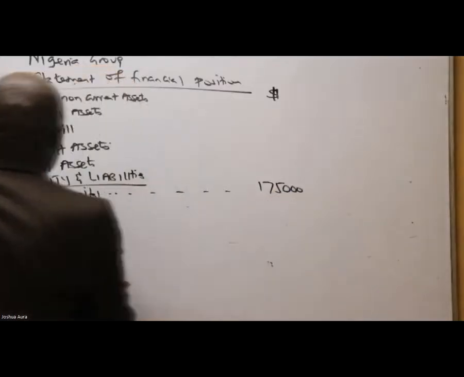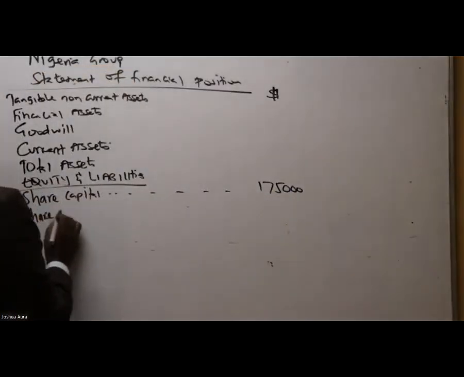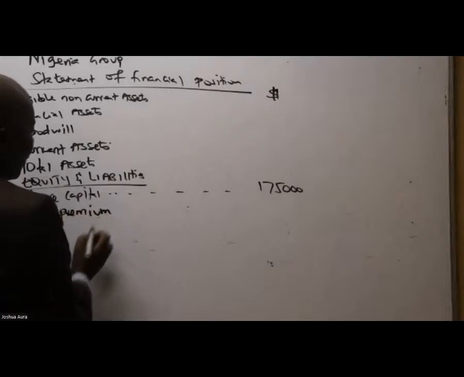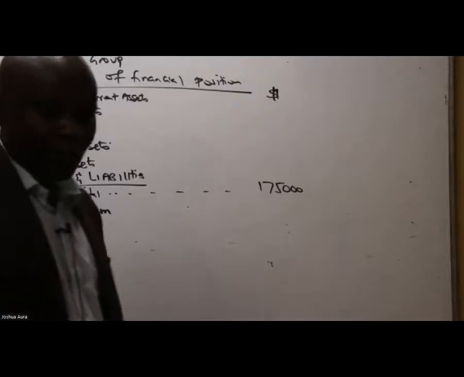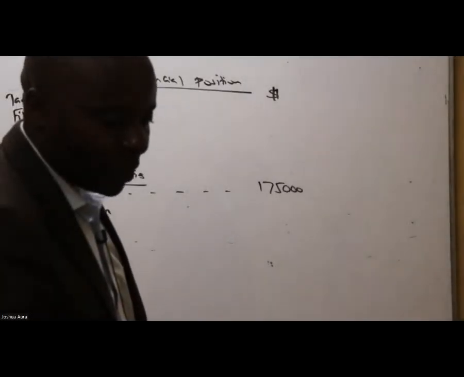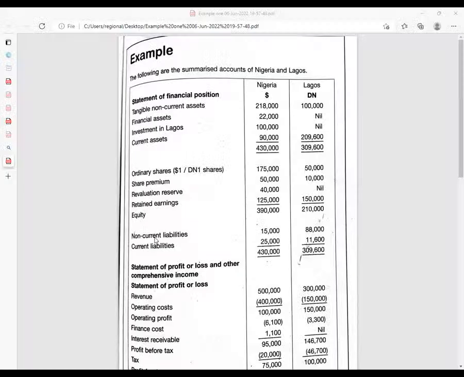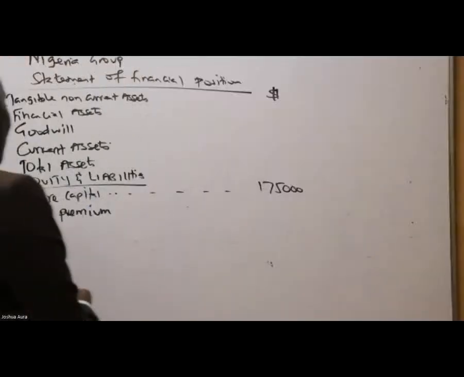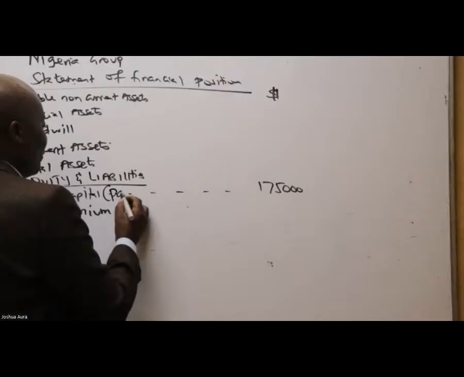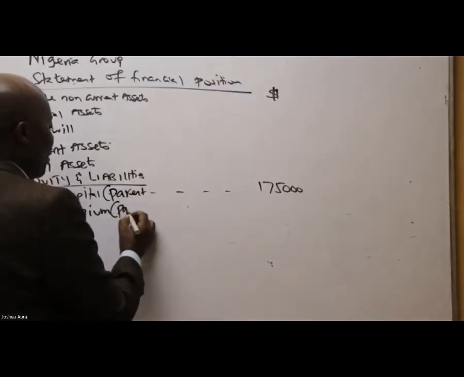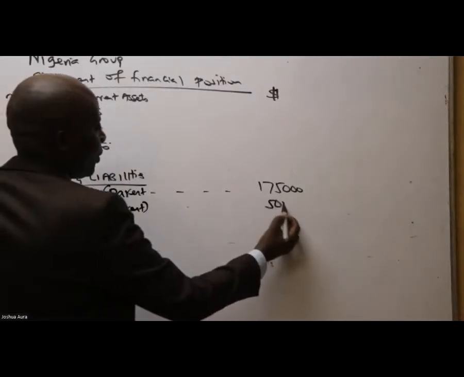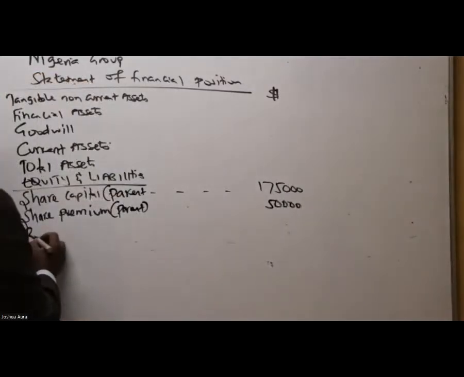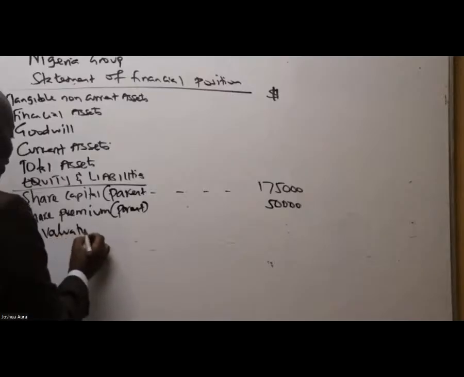The same case here with share premium, free marks really. So for share premium, the same. You pick the one of the parent. So share premium, 50,000. I'll pick it the way it is. The parent only. If I were you, I would have written here parent. Free marks really, 50,000. Now, revaluation reserve.